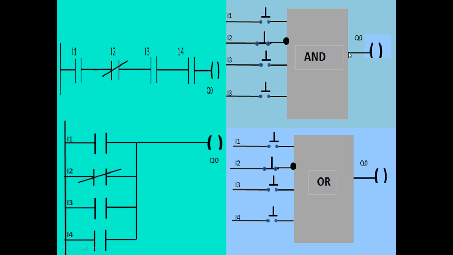For it to give output at Q0, the AND gate should have 1 in all its terminals. So if I close the switch, 1 will come. If I close the switch, 1 will come. If I close this, 1 will come. Regarding this configuration, the dot says the input is inverted.